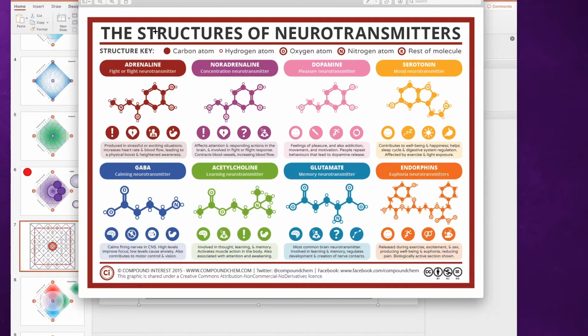Today, we'll be continuing our discussion on neurotransmitters. But before we get into acetylcholine, which is the next one up on our list, I want to revisit something we were talking about on Tuesday that had to do with anxiety versus depression. So we were talking about GABA being a calming neurotransmitter. It calms firing nerves in the central nervous system. High levels improve focus, low levels cause anxiety, also contributes to motor control.